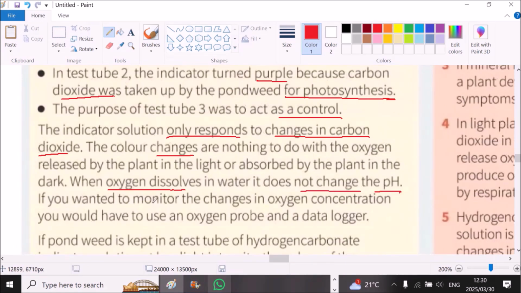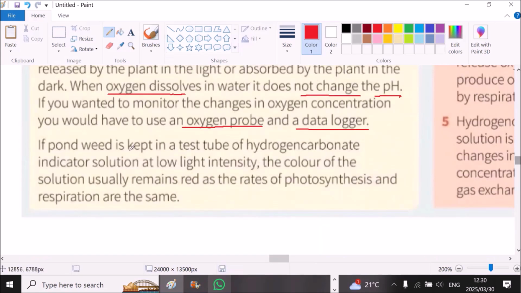If you wanted to monitor the changes in oxygen concentration, you would have to use an oxygen probe and a data logger. If pondweed is kept in a test tube of hydrogen carbonate indicator solution at low light intensity, the color of the solution usually remains red, as the rates of photosynthesis and respiration are the same.